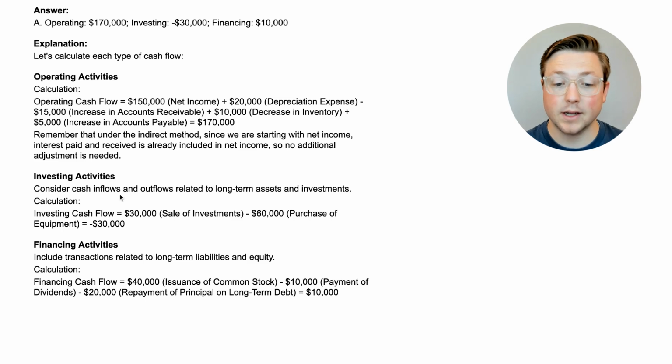Then the investing activity, that had to do with the long-term assets and investments, so that was the sale of the investments, that's $30,000, and the purchase of new equipment, that's $60,000 outflow. So overall, there's a net cash outflow of $30,000 for the investing activities. And then finally, for the financing cash flow, there's the $40,000 where you issued stock to get money, and then you had a $10,000 payment on the dividends and a $20,000 payment on the principal on the long-term debt. So those all together give you a $10,000 cash inflow for the financing activities.